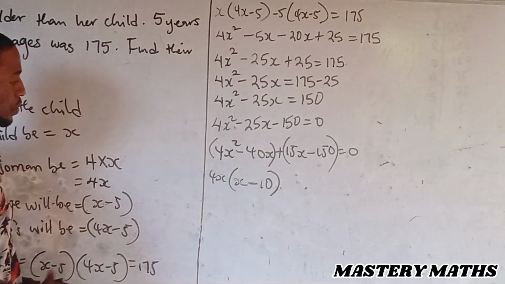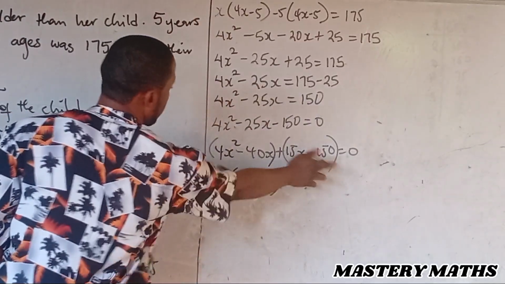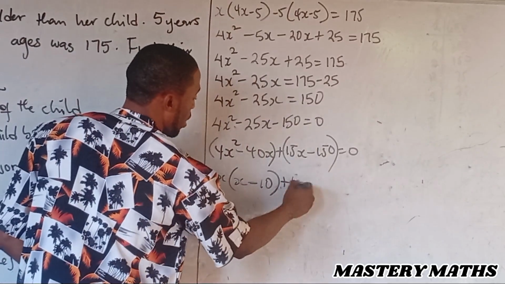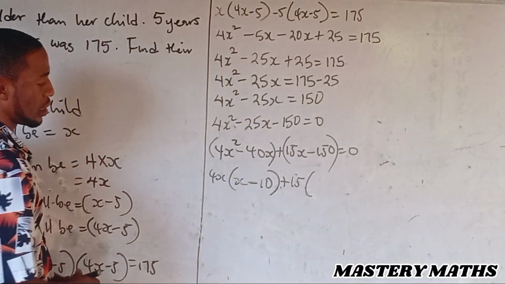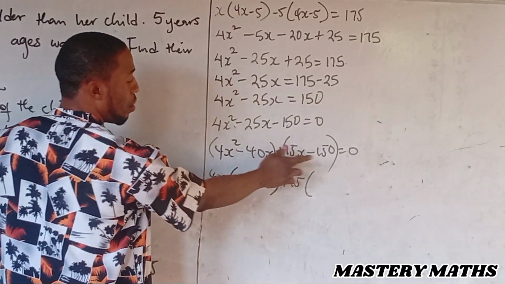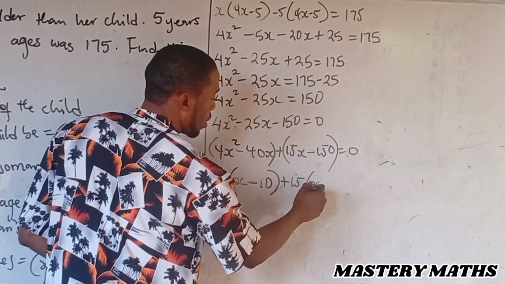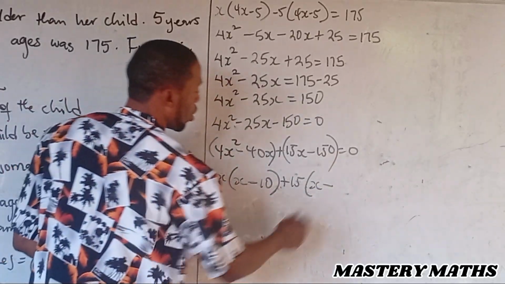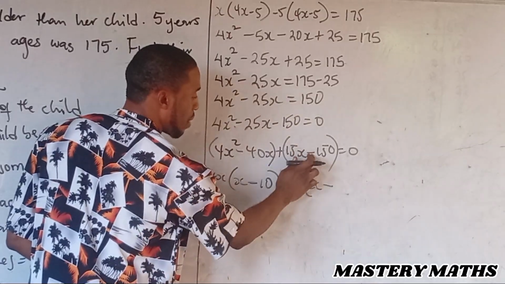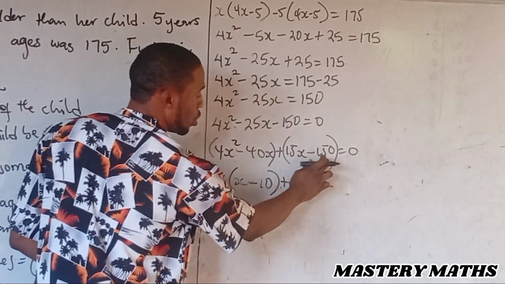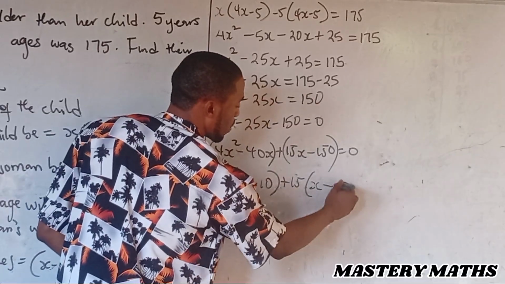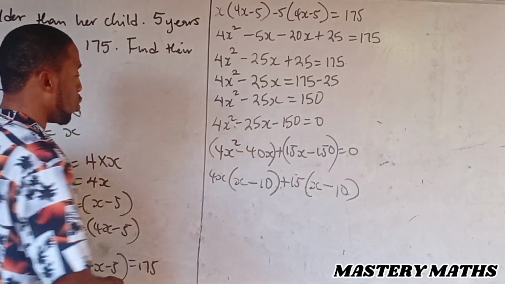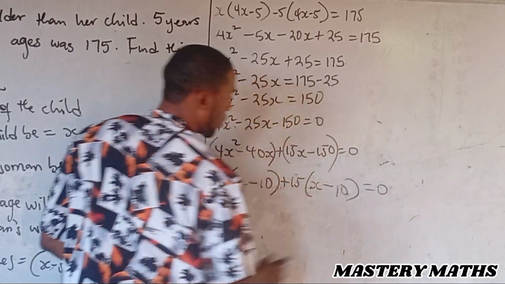You close the bracket. Then after that, the common factor here again is 15. Now you put your plus, bring out your 15, and open a bracket. When 15 cancels 15, x will be remaining. Then minus, when 15 goes into 150, it gives us 10. First, plus times minus is minus. 15 goes into 150 is 10. Close your bracket.